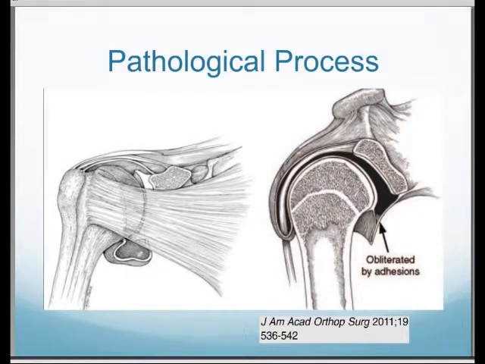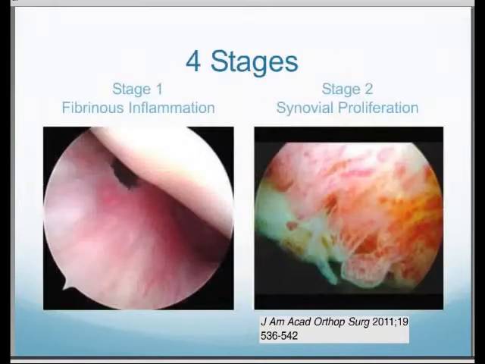Now, going away from the clinical phases, there have also been 4 histological phases described, and these are pictures of arthroscopies on various patients that have shown this pathological process in the different histological phases. So stage 1, there's a fibrinous inflammation phase, an early synovitis. There are little adhesions formed, and you can see this is looking at the rotator interval, and on the bottom that's the biceps tendon.